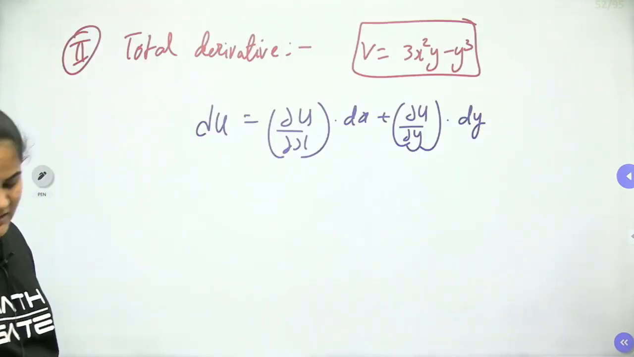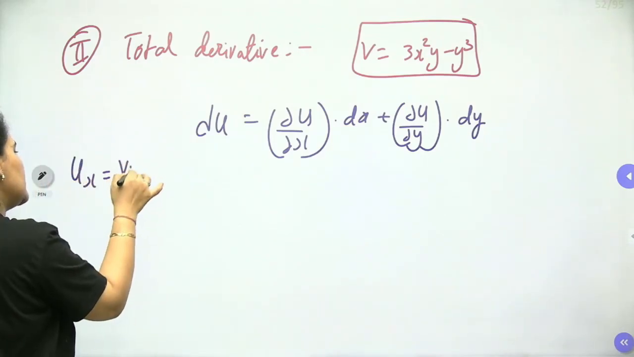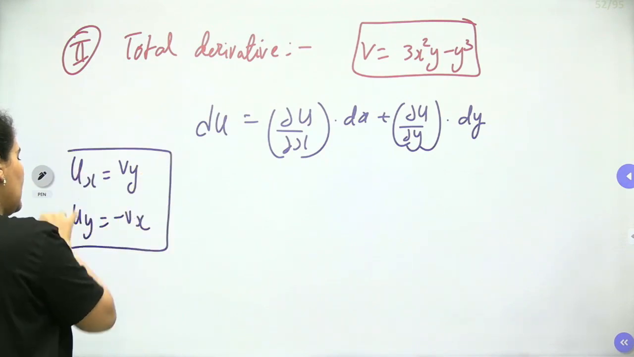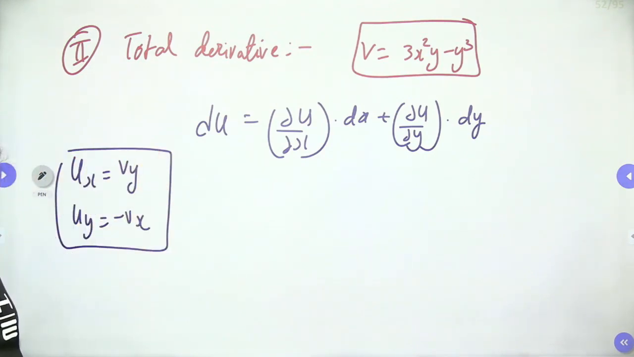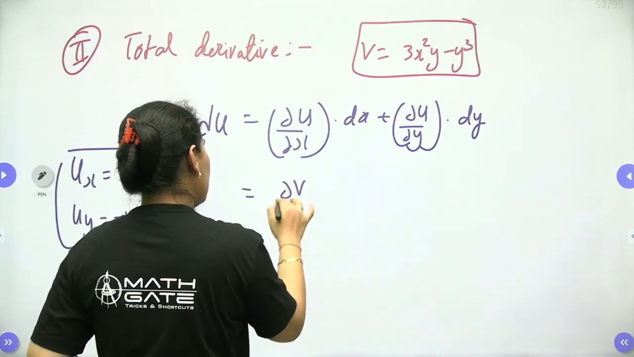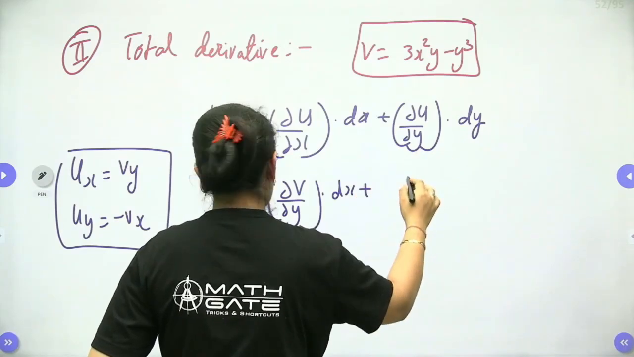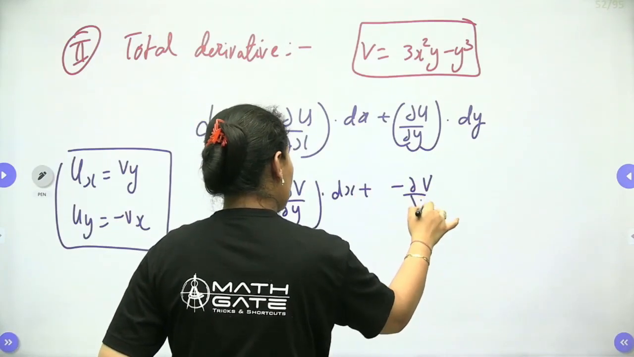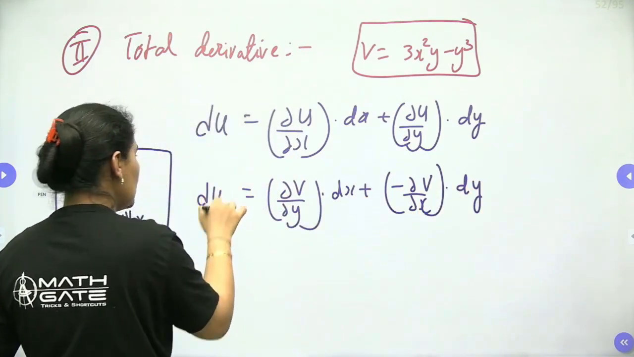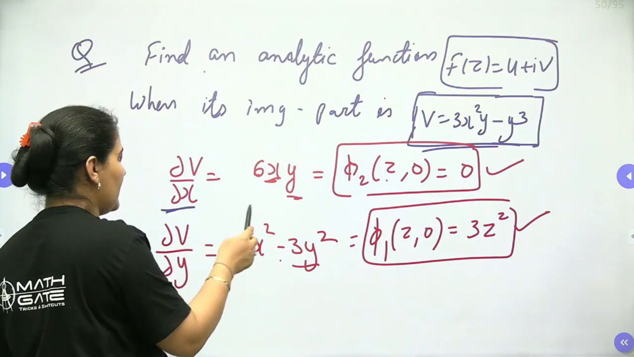So for del u by del x, we know with the help of the Cauchy-Riemann equations that ux is equal to vy and uy is equal to minus vx. Hence we can put the values here. In place of ux you will put vy, so it will be del v by del y into dx. In place of uy you will put minus del v by del x into dy, right?